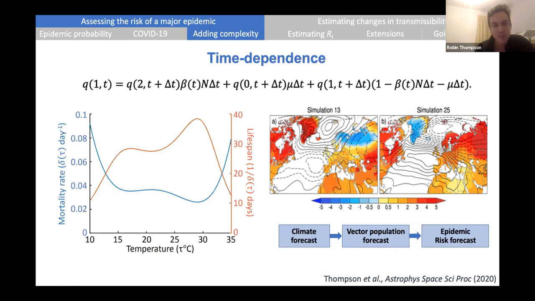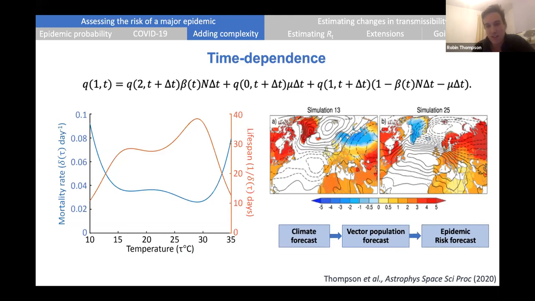You can then rearrange this. You can take the limit of delta t going to zero. And then you obtain a differential equation describing the changes in the epidemic risk. In simple cases, for simple forms of the infection rate parameter, you can solve that differential equation analytically. For more complex forms, you can't solve it analytically anymore, but you can solve it numerically. And then you can work out the probability of a major epidemic for an infection introduced into the population at time t. So you can make epidemic risk projections going forward.